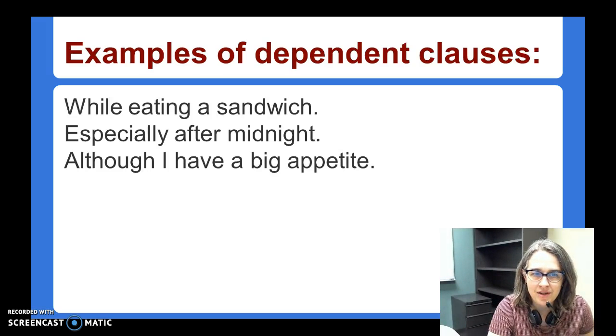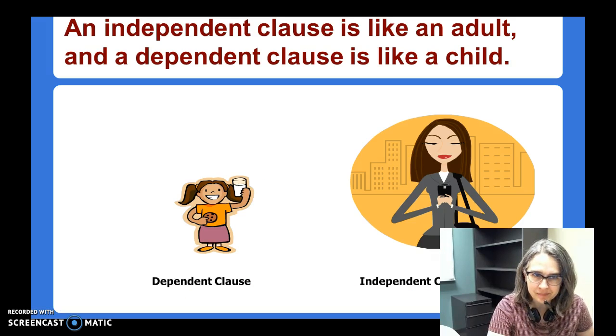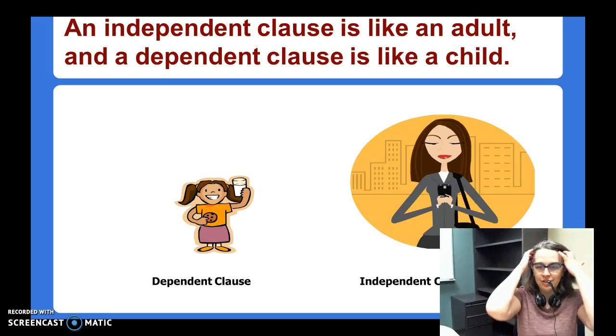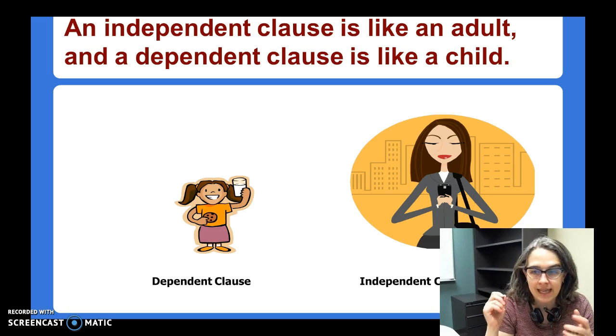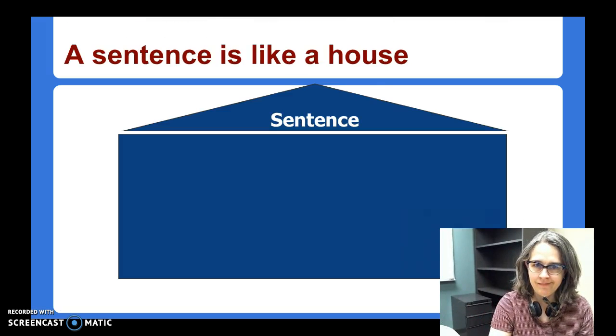Here's some examples for you. While eating a sandwich, can't stand on its own. It has to be attached to an independent clause. They're dependent because they don't express complete thoughts and you just feel like something is missing. So in this next analogy here, I want you to think about dependent clauses as children and independent clauses as adults. And a sentence is a house.